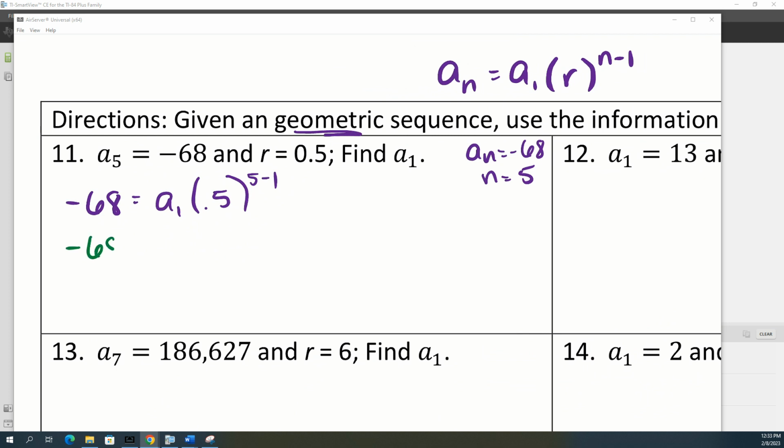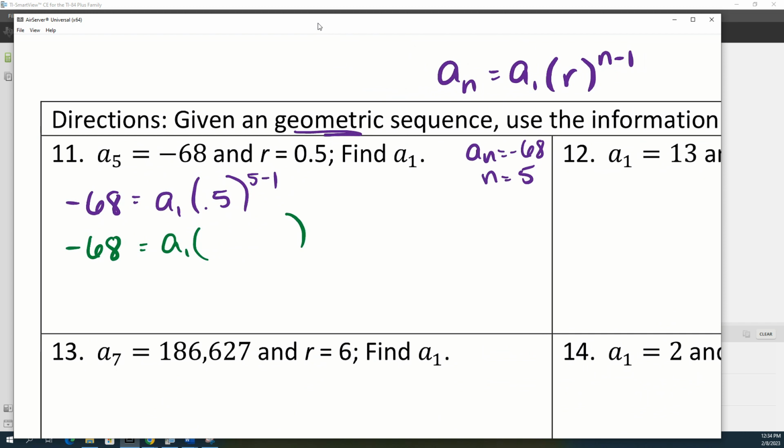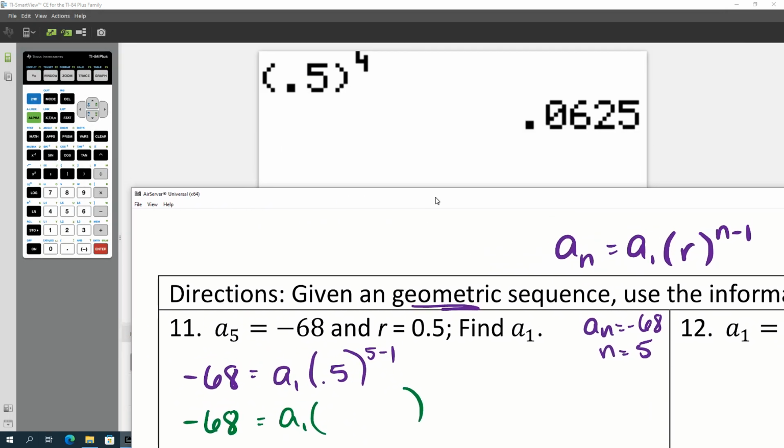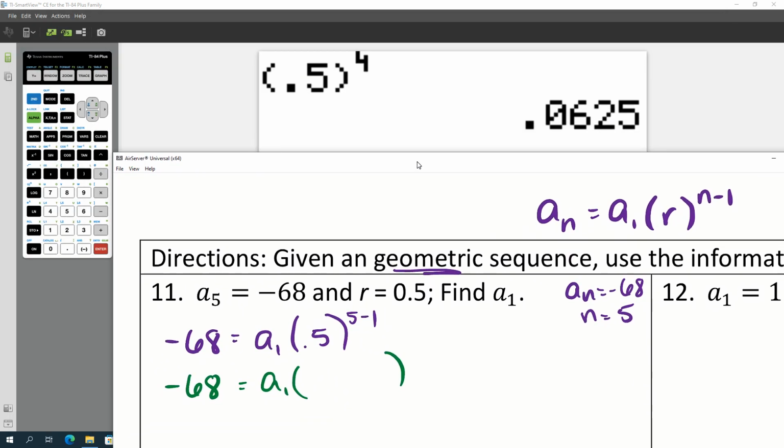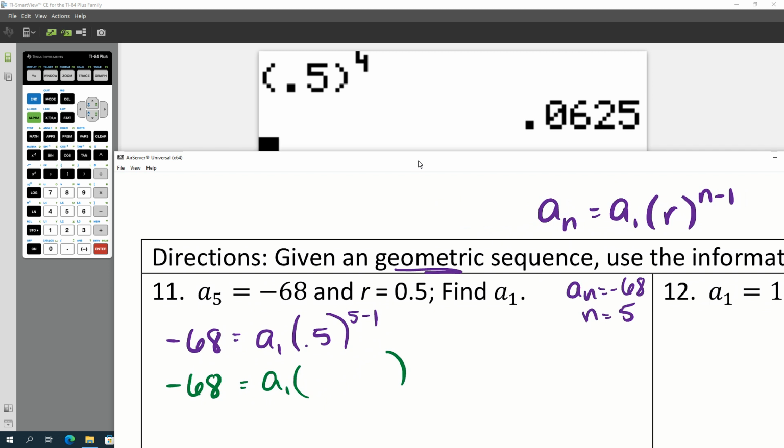All right. Now what I would do on this 0.5 raised to the 5 minus 1 is just type that in the calculator. Oh, I did it already last class. Instead of doing 5 minus 1, I just did 4. So that a sub 1 is going to get multiplied by that decimal.